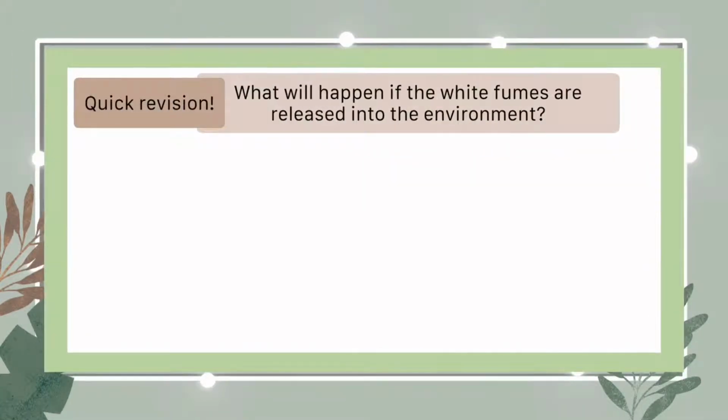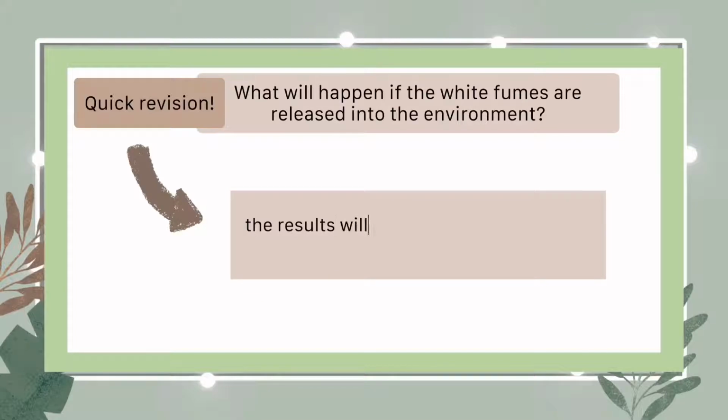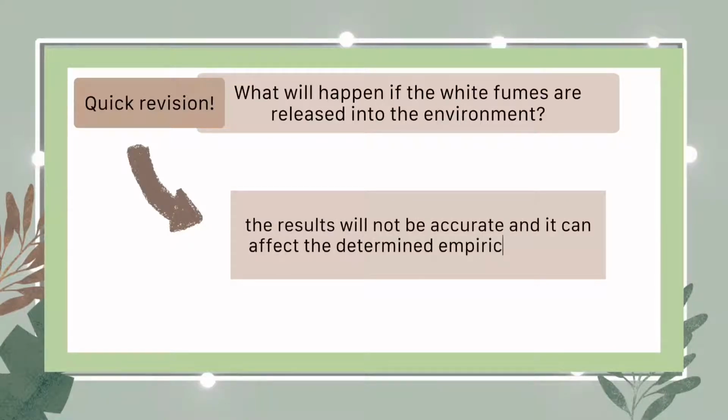Here's a quick simple question that you might probably get asked. What will happen if the white fumes, which we already identified as magnesium oxide, are released into the environment? The answer is the results will not be accurate and it can affect the determined empirical formula.